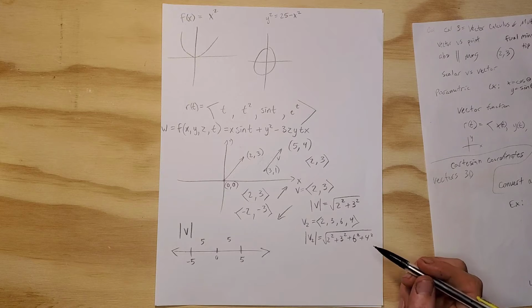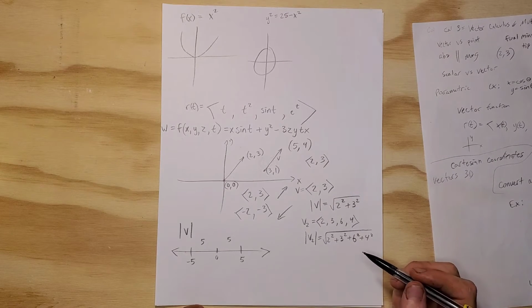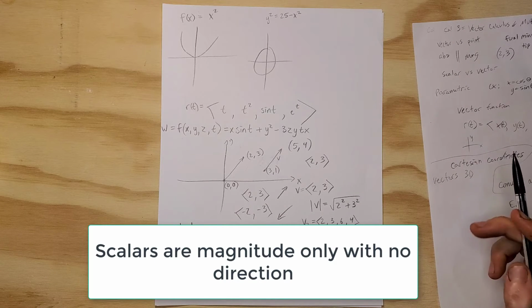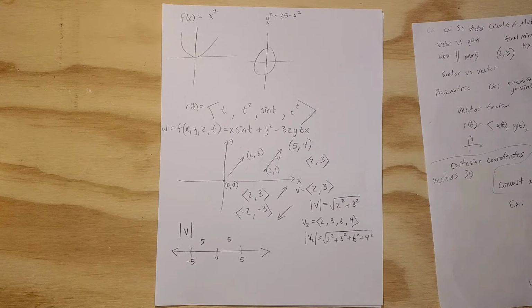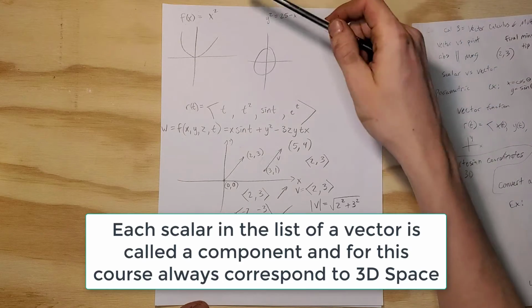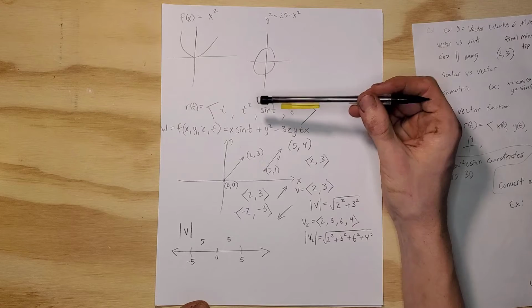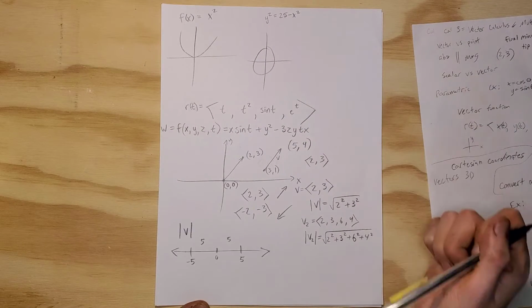Another important fundamental of Calculus 3 is the difference between a scalar and a vector value. A scalar is a single number or a single function, while a vector is a list of scalars. For example, a single scalar function would be this function x squared, while a vector function is a list of these scalar functions: t squared, t, sine of t, and e to the t.